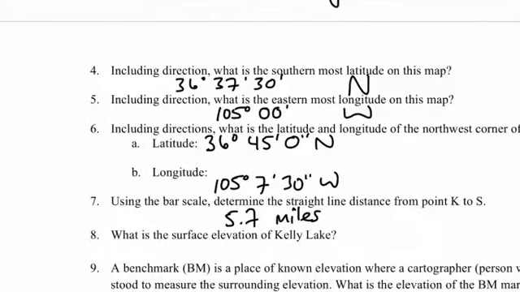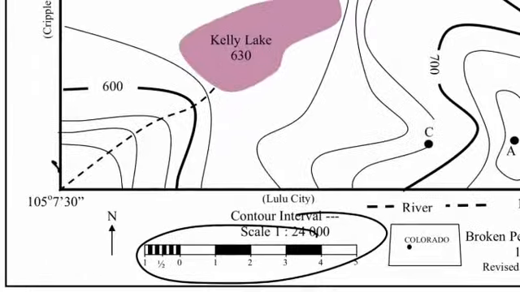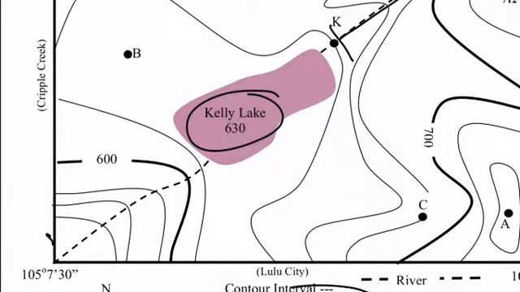Number 8 says, what's the surface elevation of Kelly Lake? Real simple. That's given to us right here, 630 feet.